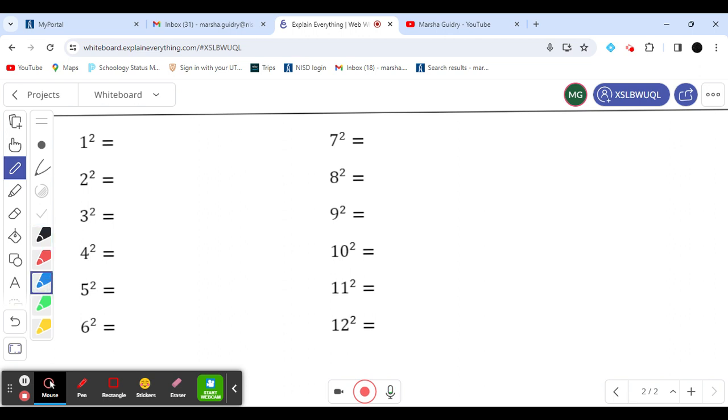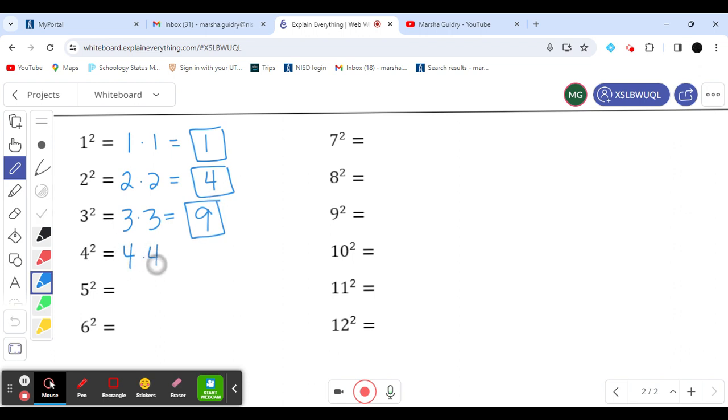So, what does one squared mean? It means 1 times 1. Well, 1 times 1 is just 1. The number 1 is a perfect square. 2 squared just means 2 times 2, which gives us 4. 4 is a perfect square. 3 squared is 3 times 3, which gives us 9. 9 is a perfect square.